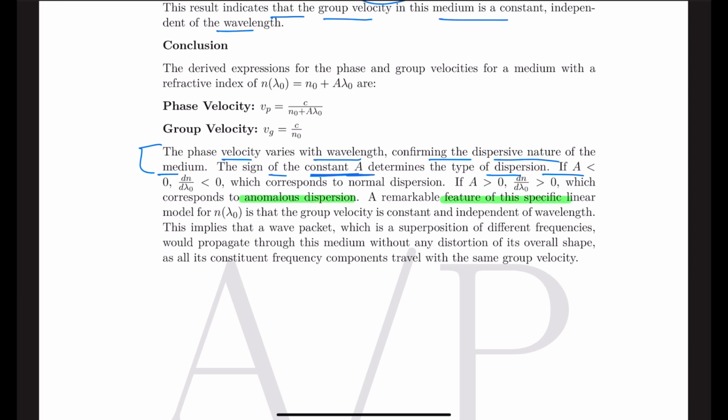A remarkable feature of this specific linear model is that group velocity is constant and independent of wavelength, while the phase velocity is dependent on wavelength. So you can say that a wave packet, which is a superposition of different frequencies, would propagate through this medium without any distortion of its overall shape, because there is no dispersion for the group, as all its constituent frequency components travel with the same group velocity.